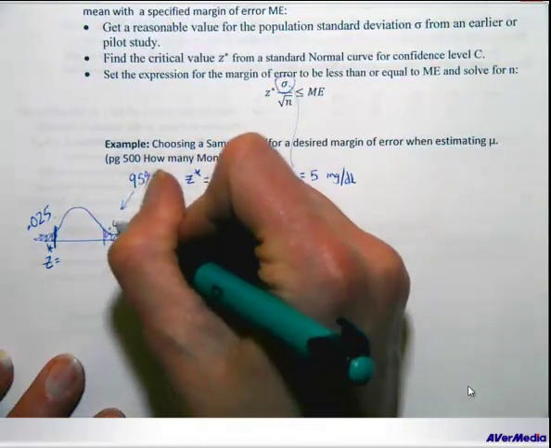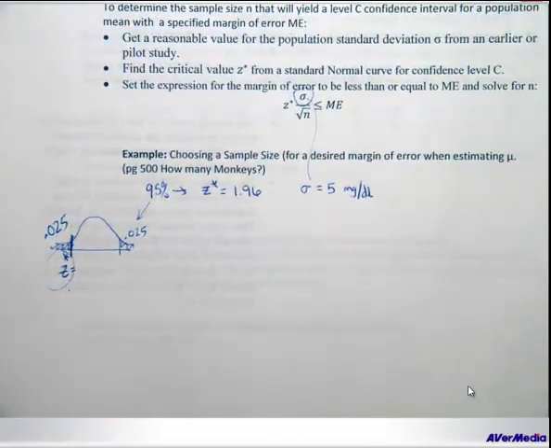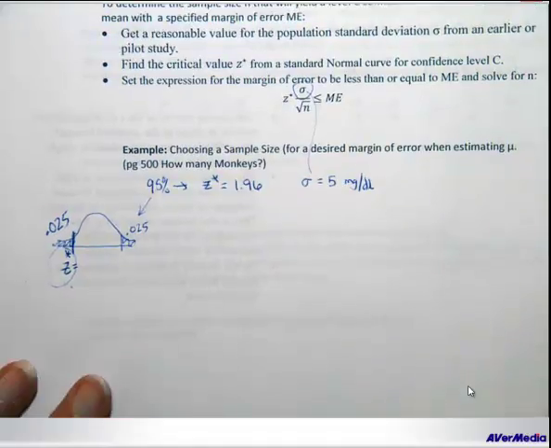So this side would be 0.025 as well. So with this, if you did look at table A, you find... do you want me to show how to do that again, or you just, okay. So let's set this up.